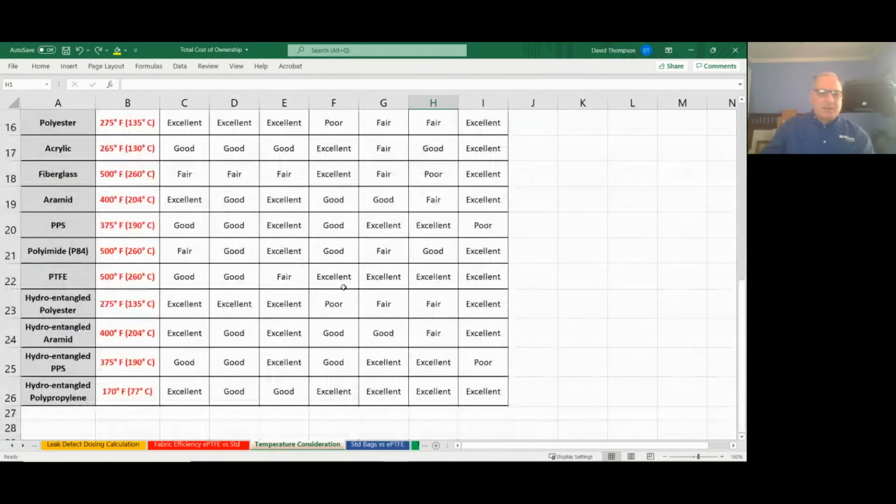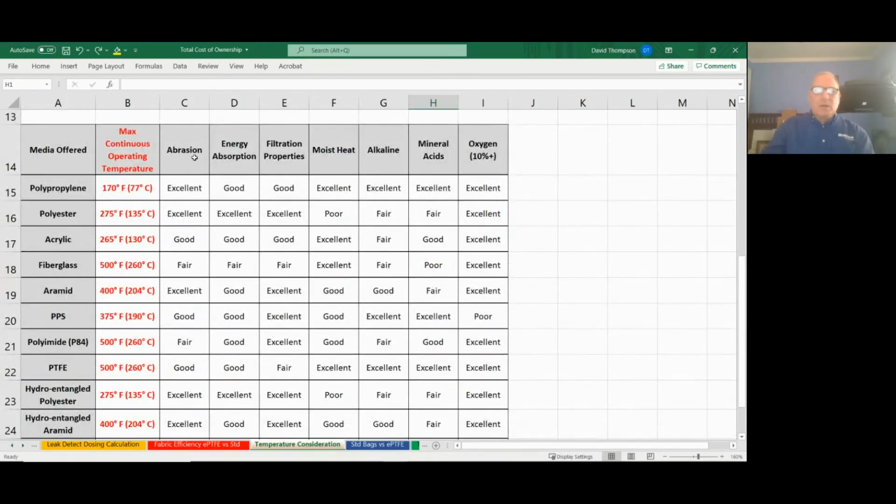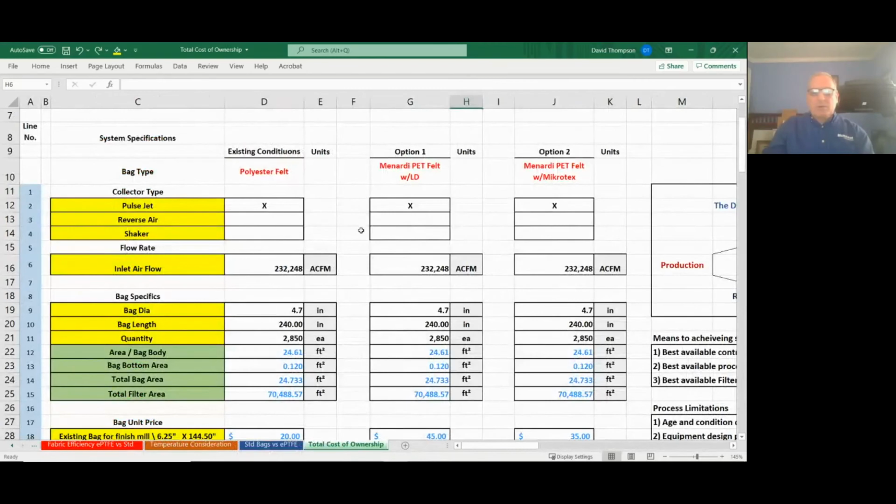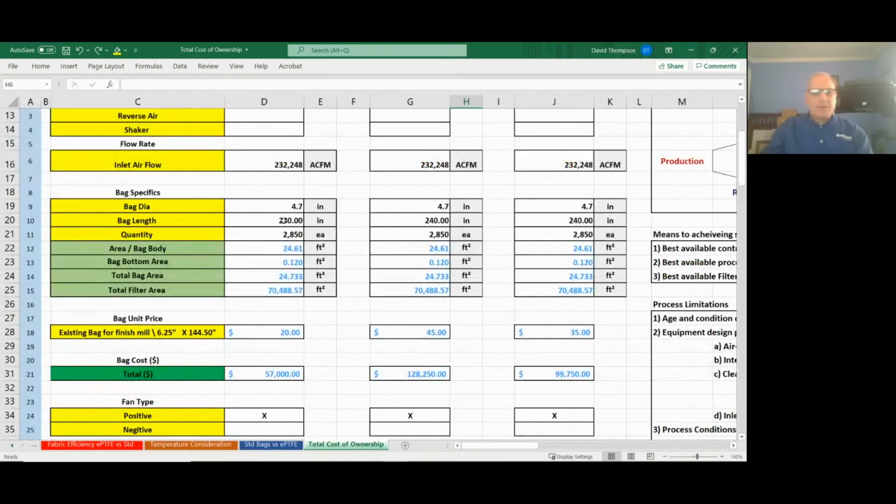So this is a good guide. This is just a general frame of reference for you to look at bags, and it also gives you some other areas where the bags may or may not operate well, and it's something to consider depending on your process conditions. So when we go back to our total sheet here and our total cost of ownership, we look at it and say, okay, if we've got a standard bag, the total cost of those bags is only $57,000 for a regular felt bag. That's pretty inexpensive. A low drag bag would be 128, and a less expensive Microtex bag, the old type membrane, is 100,000.